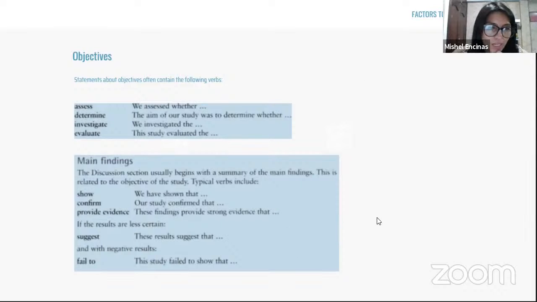Okay. Then we have "suggest," another word we can use on main findings. The results suggest that, and we have to explain the suggestions. And with negative results, we can use "failed to." This study failed to show that, and you explain what failed and why the study or the investigation fails. I don't know if you have any question here.